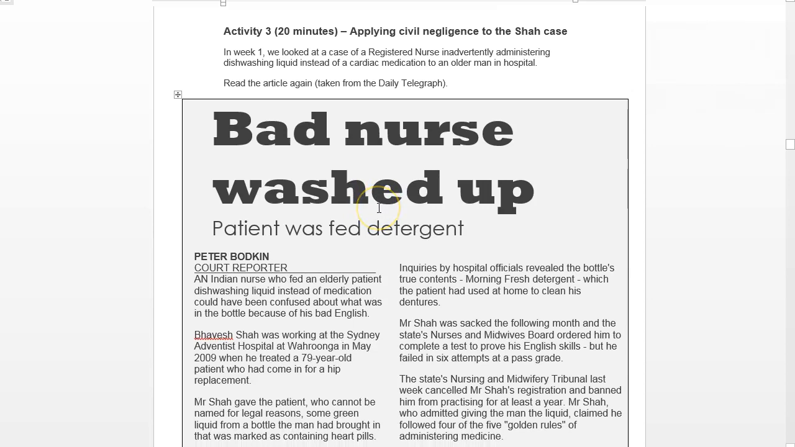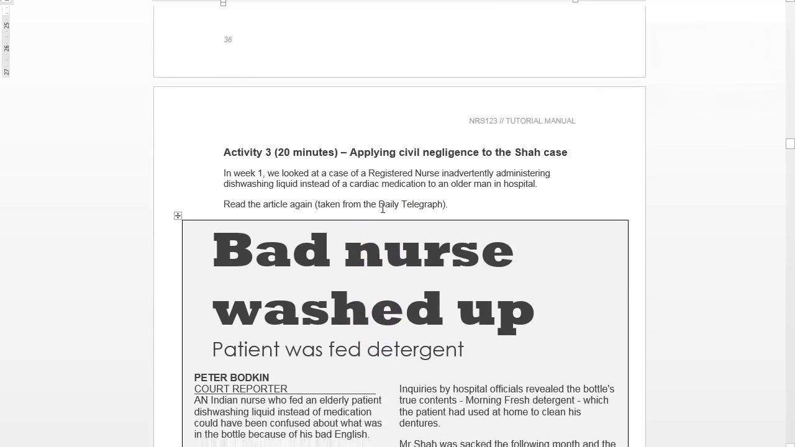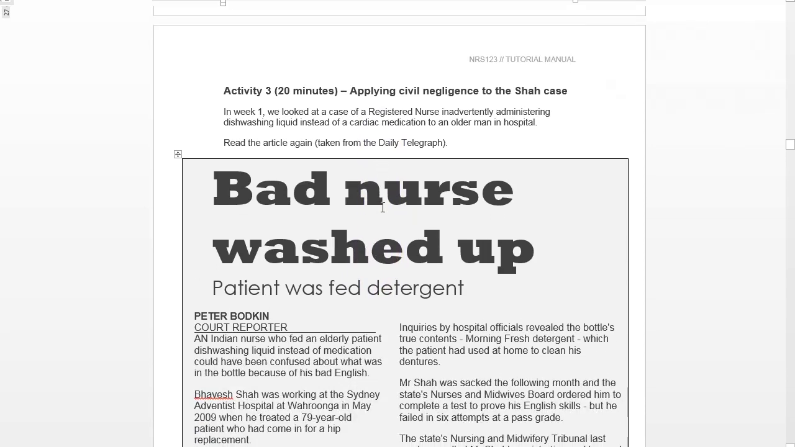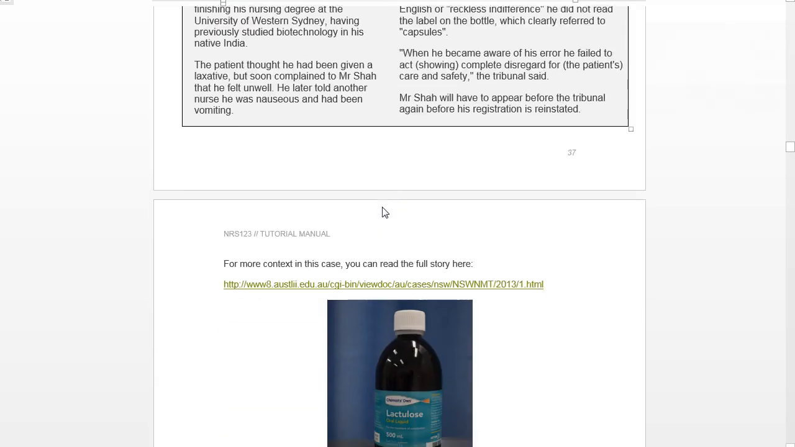Then we come back to the Babish-Shah case and apply those principles to a case that they're familiar with that we looked at in week 1. So it's exactly the same story from week 1.